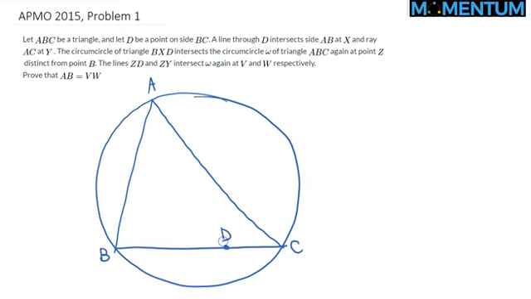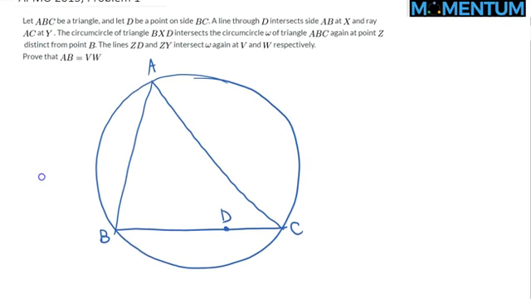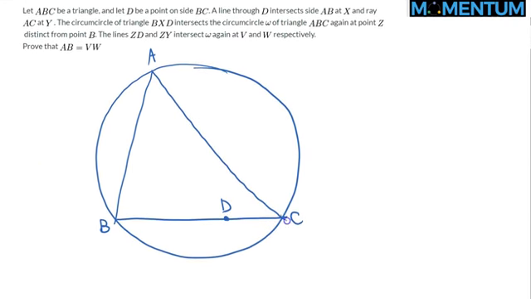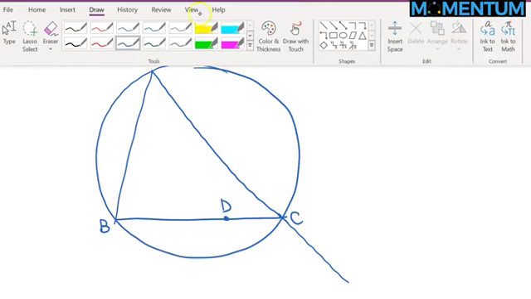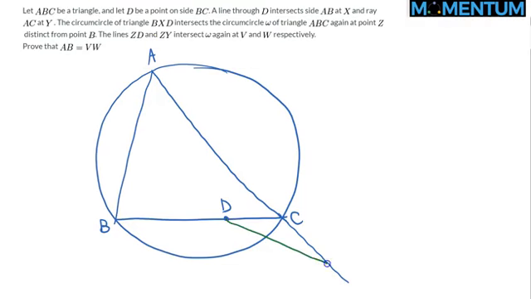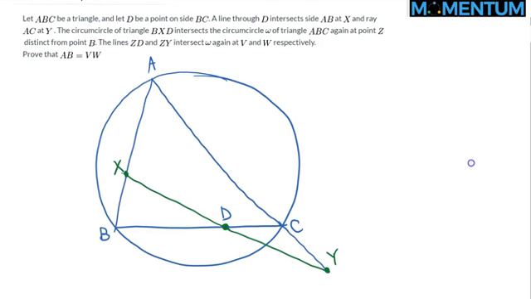Let's mark it here. A line through D intersects AB at X and ray AC at Y, so I'm assuming it will be on the other side of AC. So I'll just go ahead and maybe something like that, I guess. Right, so this is the point D. So we have a point X here, the point Y, and maybe I don't need this portion of the ray. All right, what else do we know?